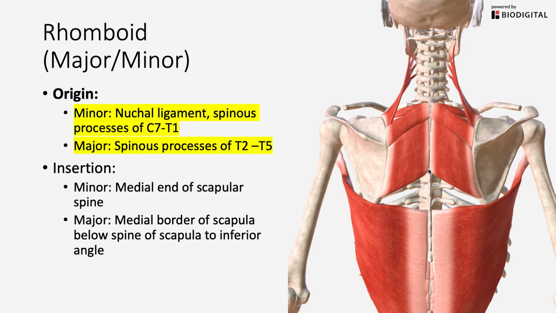And all of these muscle fibers are going to go in an inferior direction slightly and attach to the medial border of your scapula. So the minor will be above the scapular spine, the major will be from the medial border below your scapular spine to the inferior angle of your scapula.